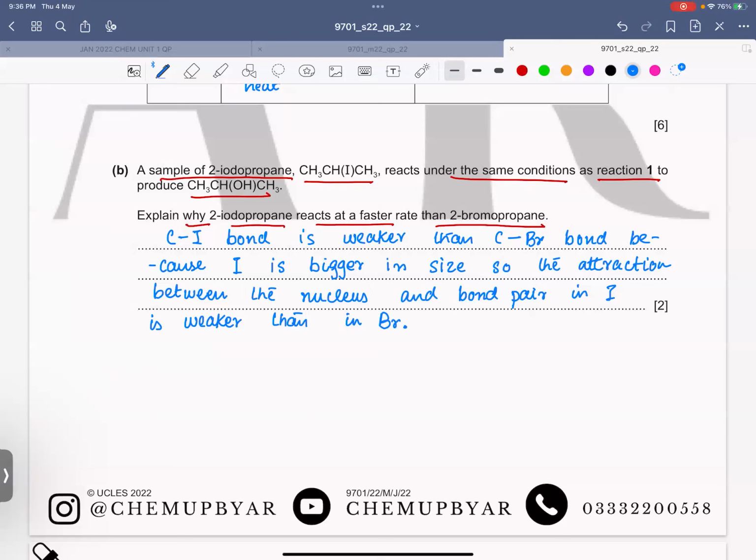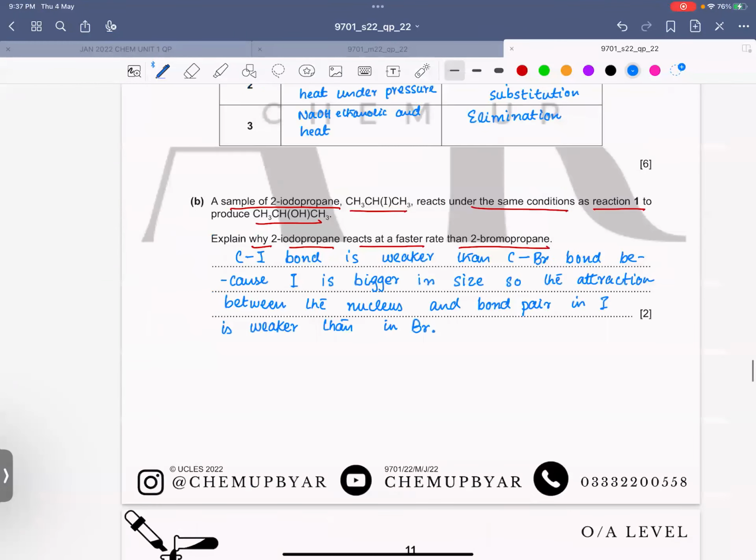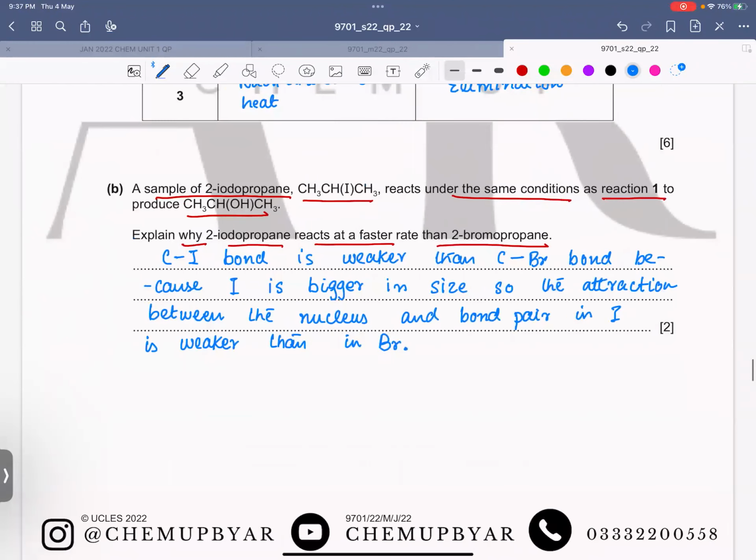But instead you can write that there are more shells in iodine than in bromine. Or you can instead write there is a high shielding effect. For the second mark, you can write that, as Shahan said, there is a lower activation energy. Obviously, because the bond is weaker, it will break at a lower energy. So there will be a lower activation energy as well. You can write that as well. Is this part understandable to everyone?